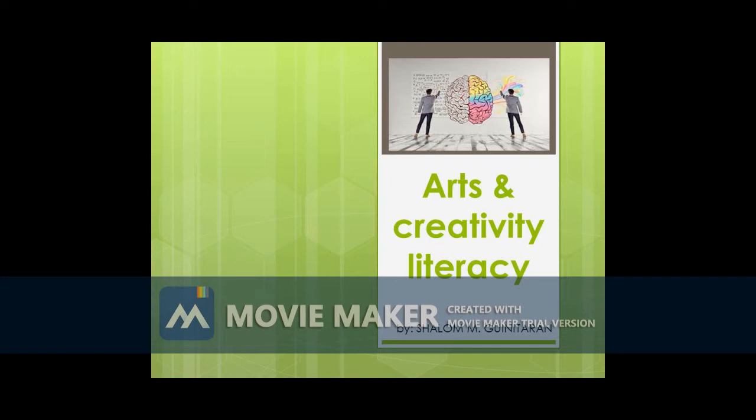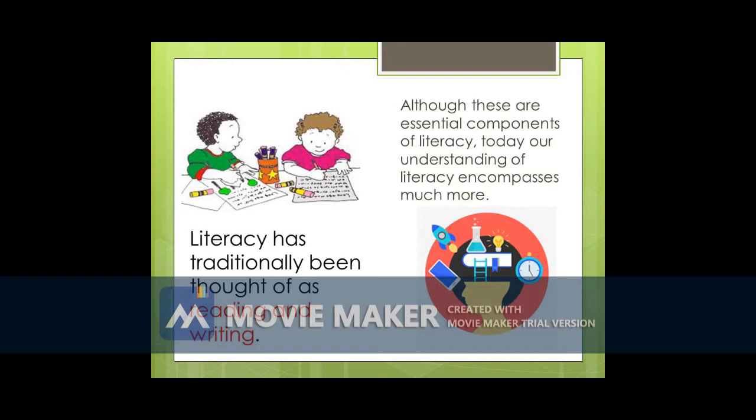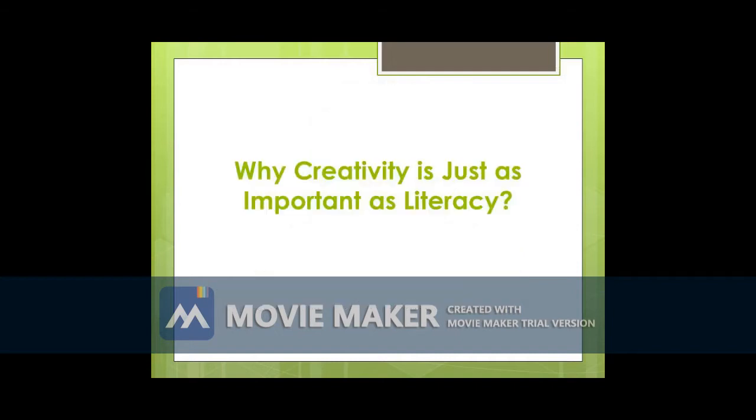Did you know that arts and creativity play an important role in teaching? To know why, first, let us define what is literacy. Literacy has traditionally been thought of as reading and writing. Although these are essential components of literacy, today our understanding of literacy encompasses much more. Literacy is critical in helping us make sense of our world. From the time we wake up to the time we go to sleep, we are constantly making meaning of the world around us.